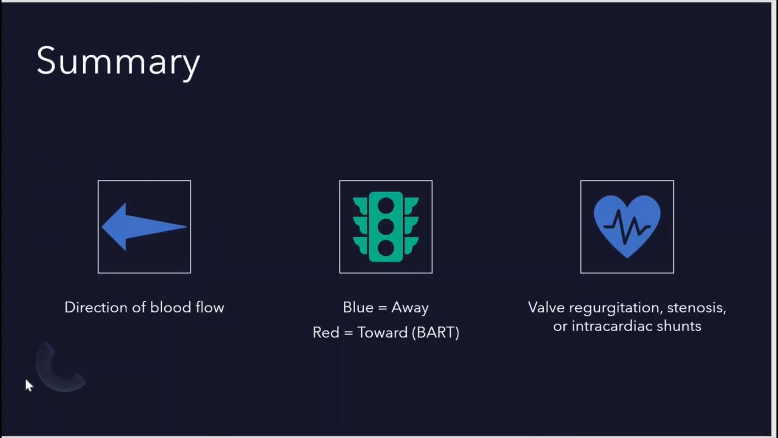In summary, today we talked about how color flow can tell us the direction of blood flow, and we use it to evaluate valve regurgitation or stenosis or intracardiac shunts. And we talked about the mnemonic BART, blue away, red towards, and that is in relation to the ultrasound probe.